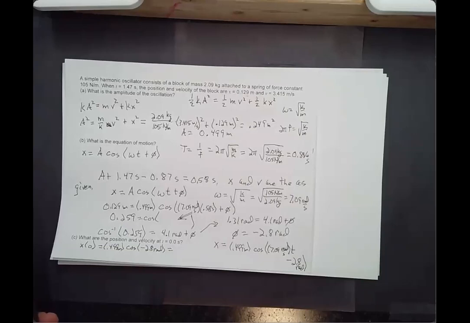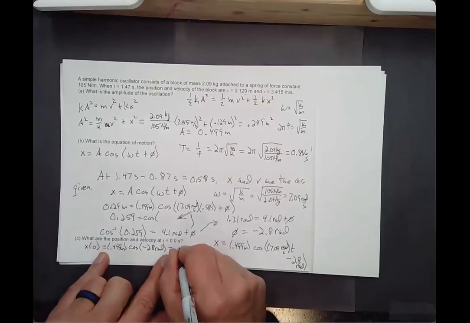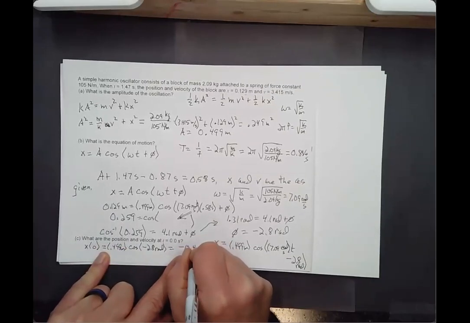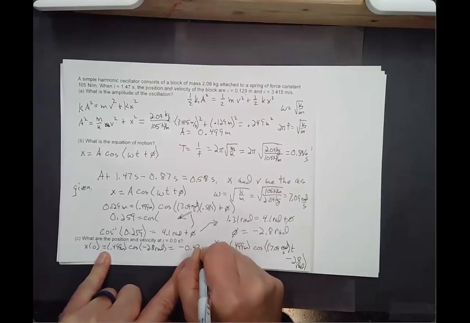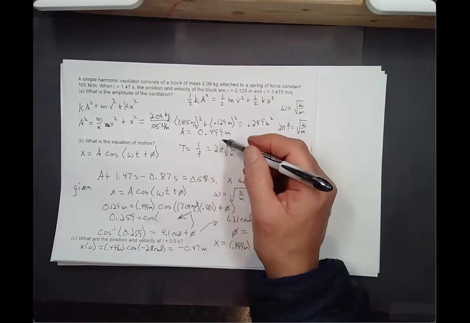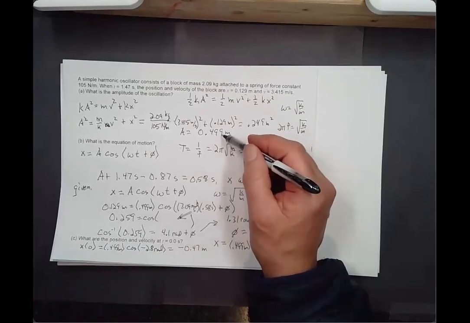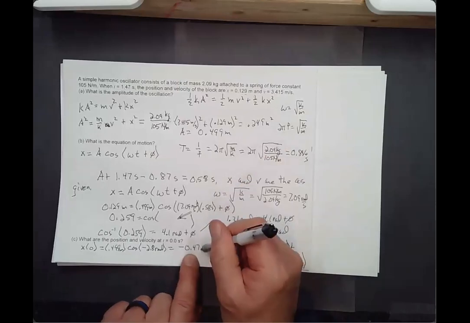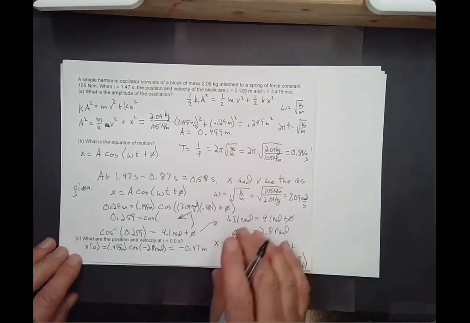And I would get minus 0.47 meters. So almost its full extension, just 3 centimeters away from that maximum extension, but in the negative direction. So that's something I can figure out.